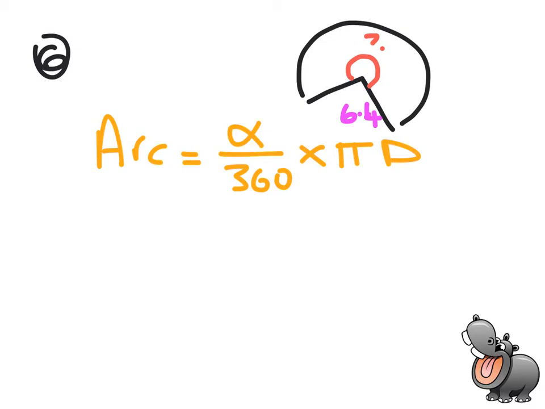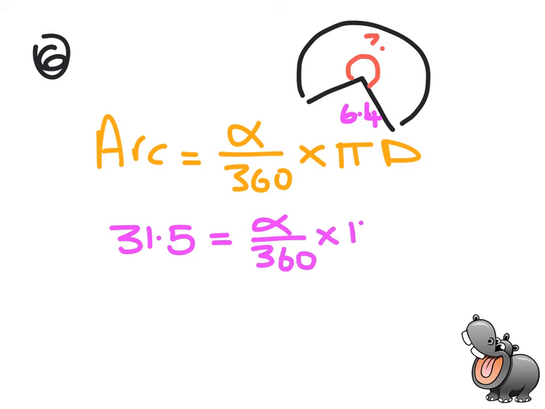Okay, the question tells us that the arc length is 31.5, so I'm going to put that in for arc. The alpha is what we're trying to find, so I'll leave that. Times pi times the diameter of the shape, which is the distance right across it. Now we know from the picture that the radius is 6.4. So therefore we can work out how much it is straight across, 12.8.